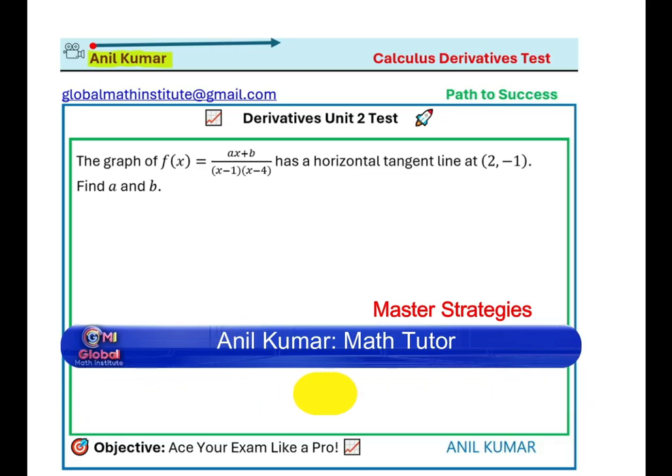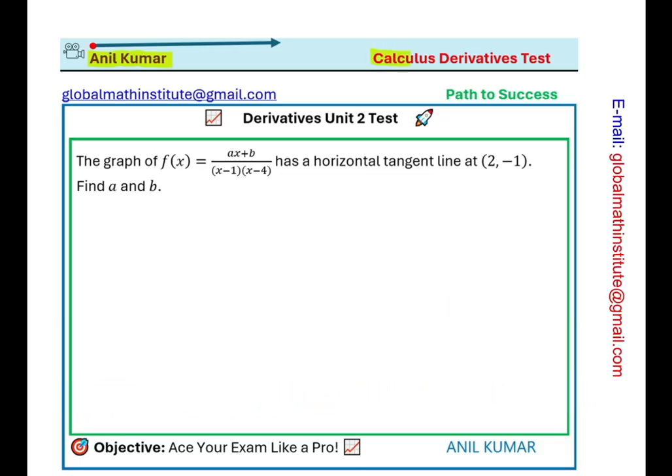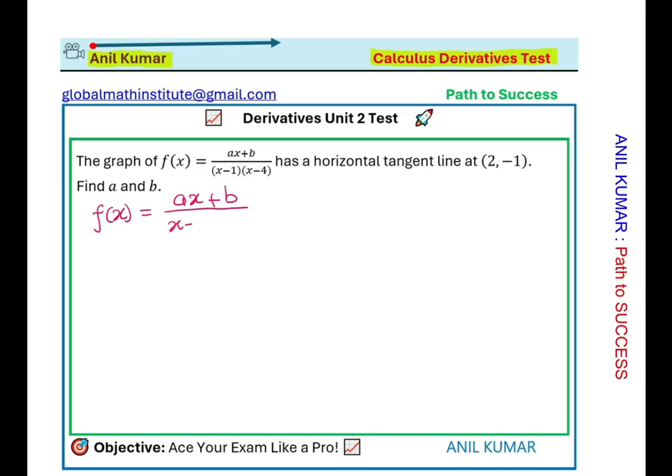Now, this very important test question on calculus derivatives will now be discussed at length. So, we are given the graph of a function. Let's write down the function itself, which is f of x equals (ax plus b) over (x minus 1)(x minus 4). We need to find the values of a and b, two unknowns. So that means we are looking for two equations.